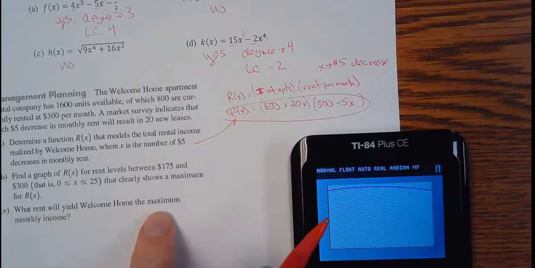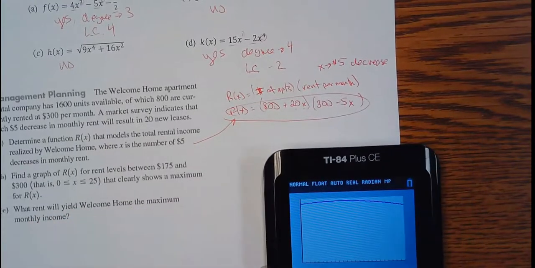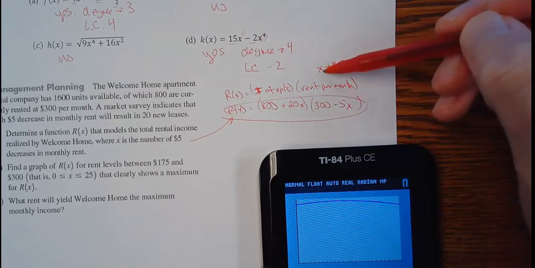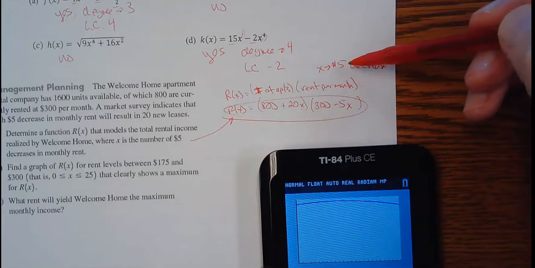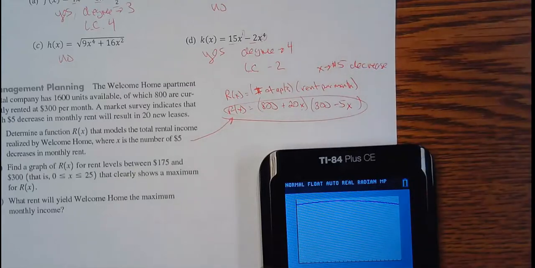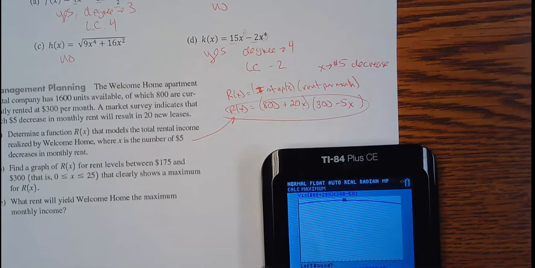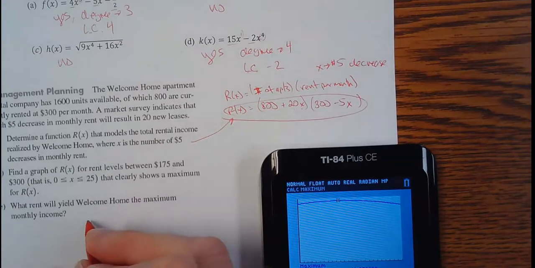Now, what rent will yield the maximum income? So let's find out what X yields the maximum income. Keeping in mind that X does not represent rent, X represents the number of $5 decreases. So be careful when we do this. So second calc, I'm going to go to maximum. Let's say somewhere in here. I'll just type in 15, somewhere over there. Somewhere in the middle. We'll say 10. Let's give a middle value. So it looks like, oh, that was a good guess. It was 10.